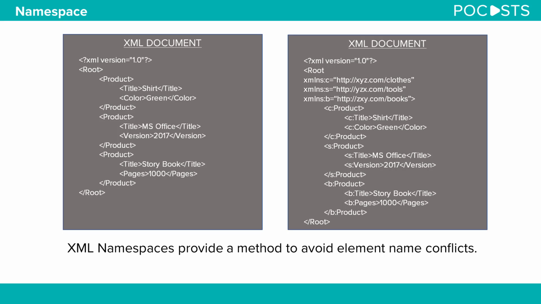And similarly, I can use the same notation to access software and access the books. So it's very clear that XML namespace provides a method to avoid element name conflicts. And this is a very important topic in XML. So if you don't understand this, I recommend you go back, reread it and try to understand the concept behind it. It's very simple to understand.